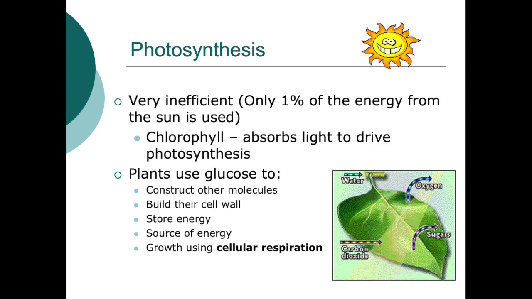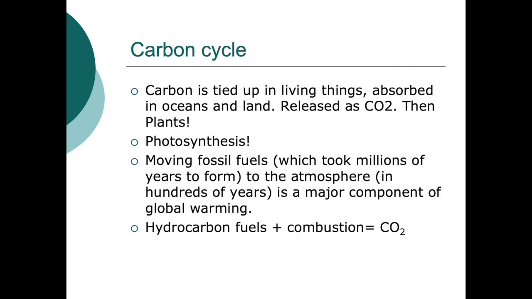So photosynthesis is extremely inefficient. You may think this is a wonderful process. Well, it is, but it is only using about 1% of the energy from the sun that it has access to. And so that's why we need lots and lots and lots of plants in order to do this process, because it is quite inefficient. And again, the reason it's doing photosynthesis is not for us. It is to create energy for cellular respiration.